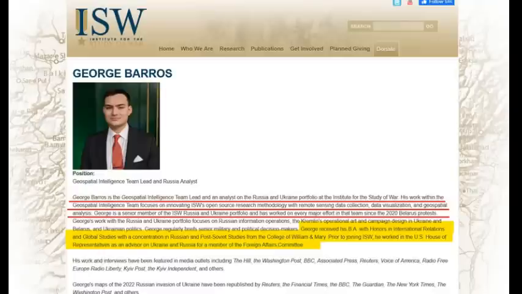But look at who this kid is, and he is a kid. George received his bachelor's with honors in international relations and global studies, with a concentration in Russian and post-Soviet studies from College of William and Mary. Prior to joining ISW, he worked in the U.S. House of Representatives as an advisor on Ukraine and Russia for a member of the Foreign Affairs Committee. In other words, the guy is ignorant and illiterate.